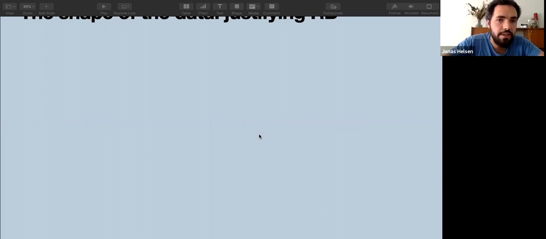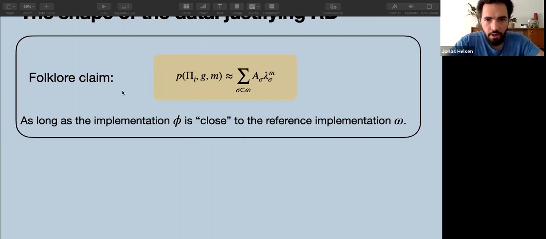So, you have to make some assumptions on the shape of phi in order to avoid these sort of scenarios.